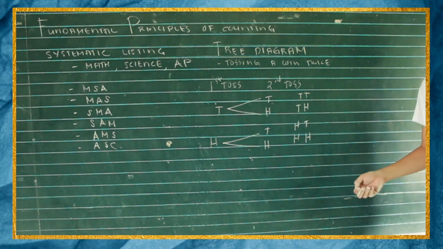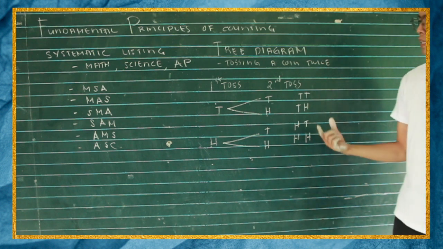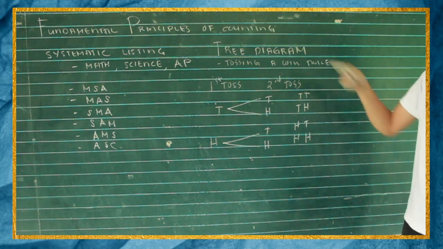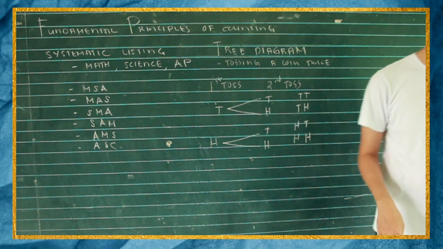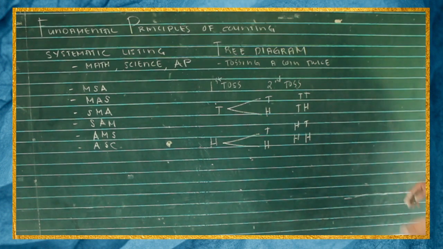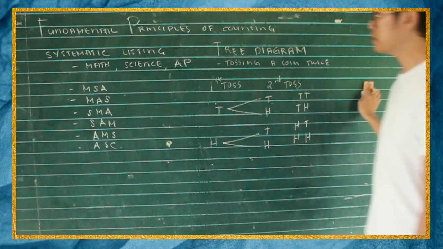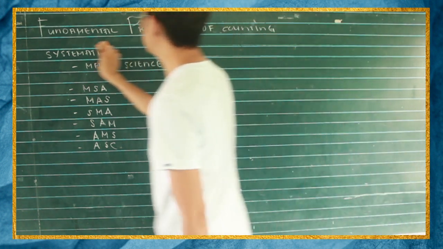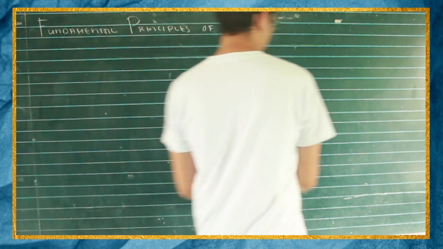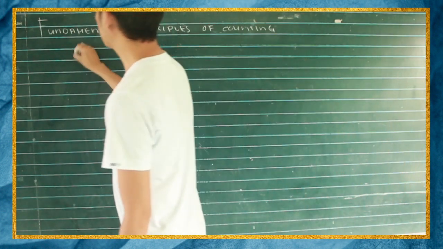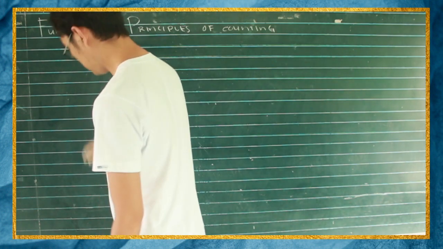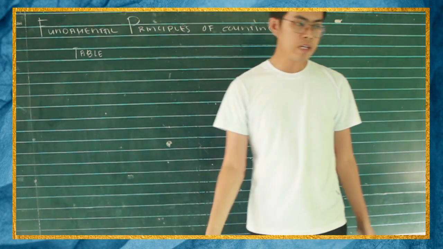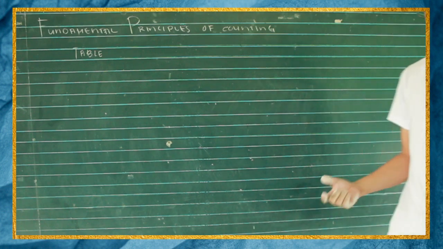So this is what we call the tree diagram. We can list down all the possible outcomes if we toss a coin twice with the use of a tree diagram. Then the last one is the use of a table. It means you have to construct a table.